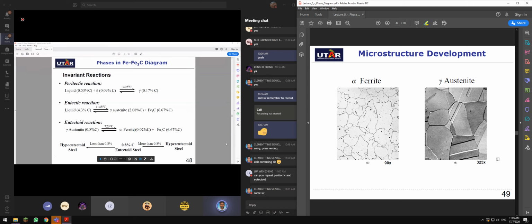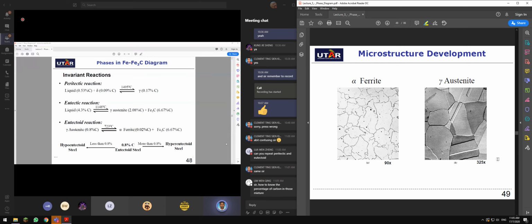Okay, can you understand? Luo Wenzheng, Clement? Peritectic, eutectoid, and eutectic sound similar, but don't get confused by the sounding.